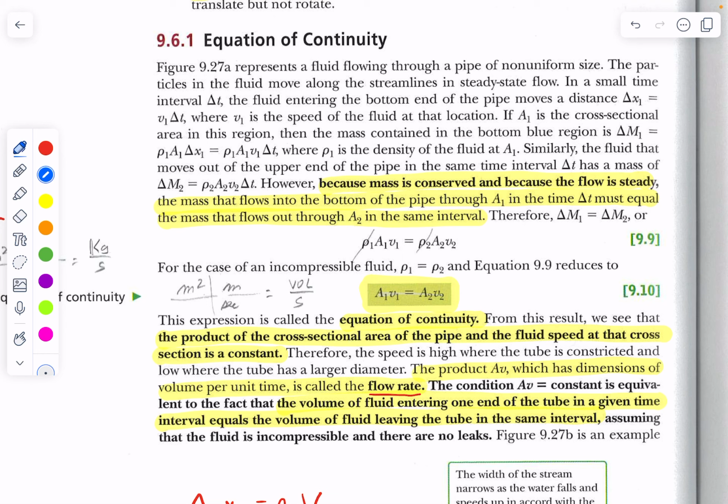Now, the equation of continuity is based upon this idea right here, that mass has to be conserved. So as a fluid enters a pipe or a hose or a straw or some type of conduit, the amount that comes in has to equal the amount that exits, no matter how skinny or wide the pipe or the hose happens to be.